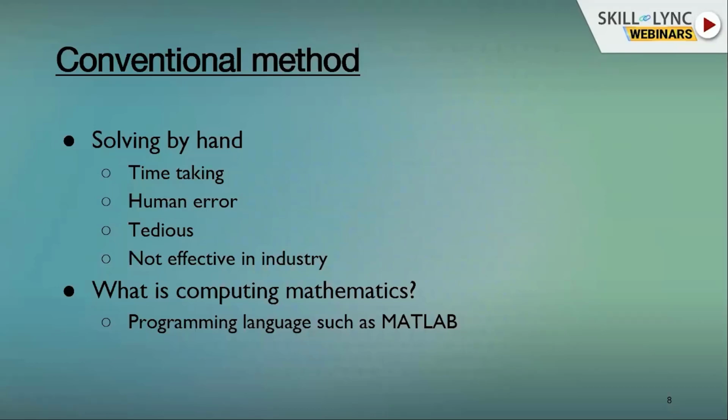Sorry for this disturbance. I was talking about why we are choosing MATLAB as the programming language: it is very easy for beginners to learn, and it has a wide application on the industry side also. That's why we are choosing MATLAB, which will help you get into any industry working on the mathematical side.